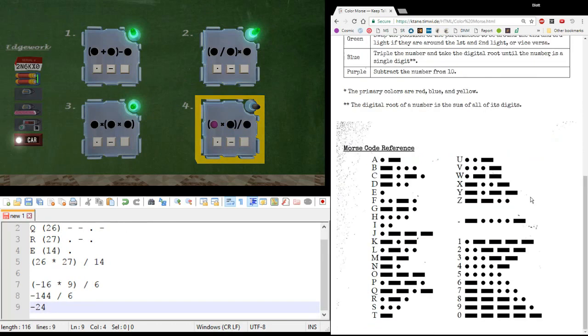So we're going to read off negative 24 to our diffuser. It's negative 24. So it's dash dot dot dot dot dash space. Dot dot dot dot dash space. 2 is dot dot dash dash dash space.